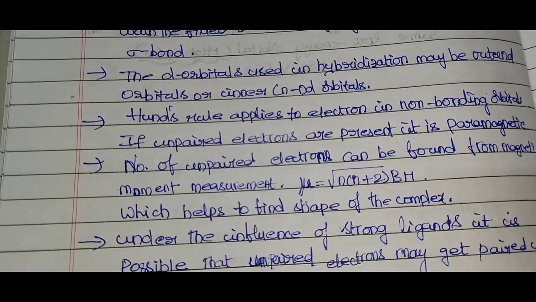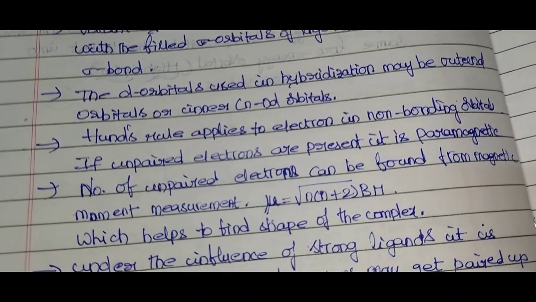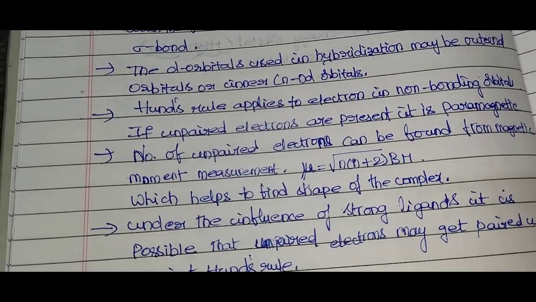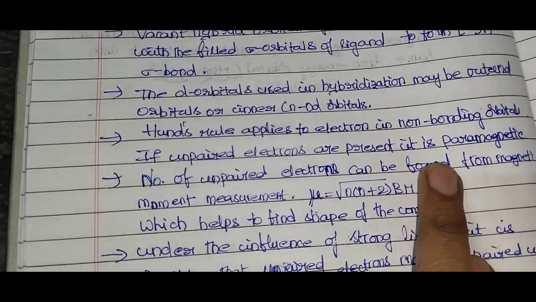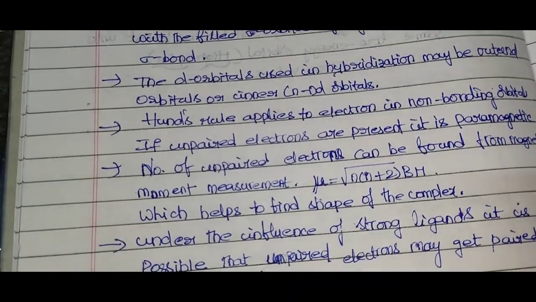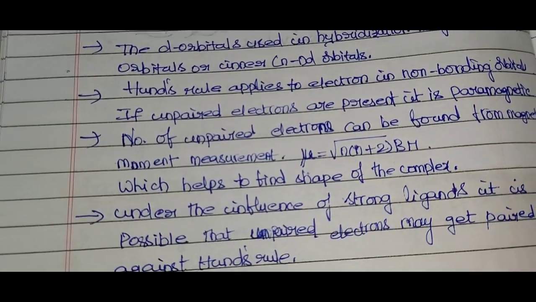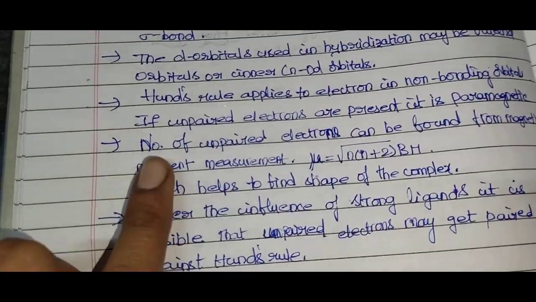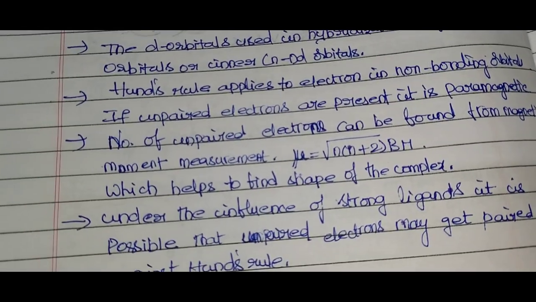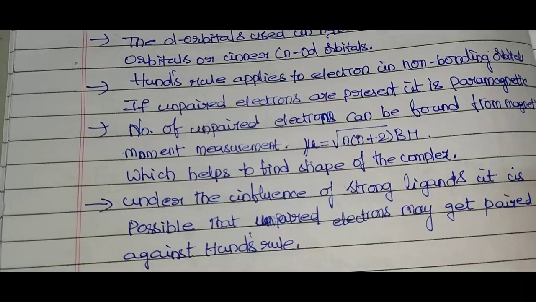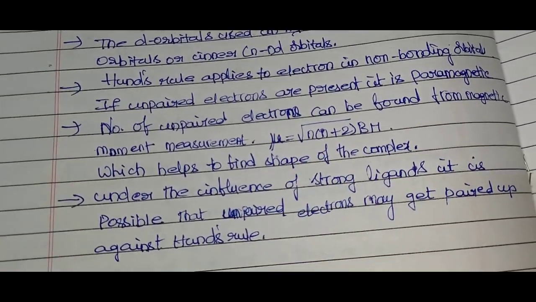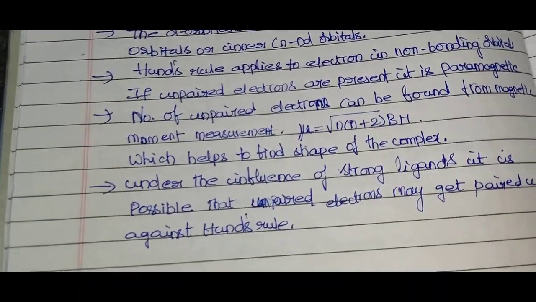Then Hund's rule applies to electrons in non-bonding orbitals also, so we should apply Hund's rule to see the number of unpaired electrons. If unpaired electrons are present, it is paramagnetic. If no unpaired electrons are there, then it is diamagnetic. The number of unpaired electrons can be found from magnetic moment measurement. The formula is mu equals square root of n(n+2) BM.